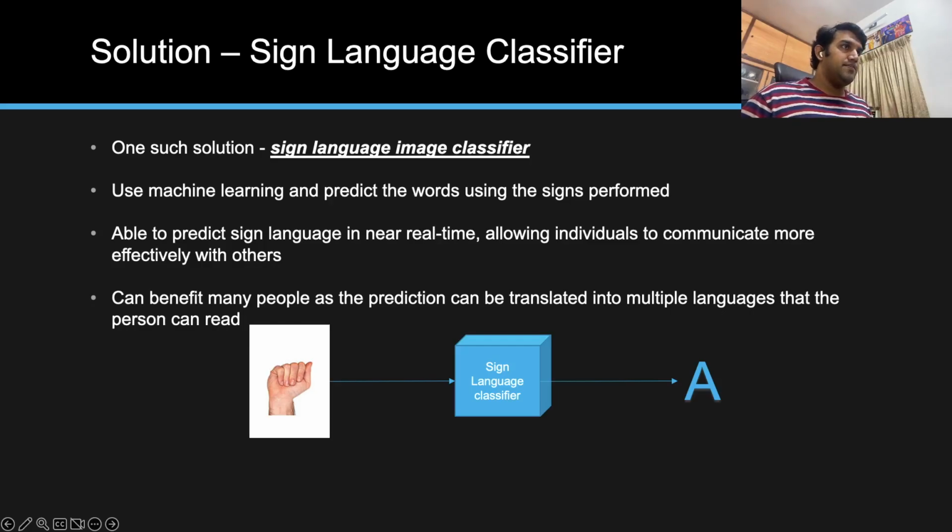So in a generic flow, we have the sign which is being shown. That will be passed on to the sign language classifier, which will then show what letter is being signed. In this case, it's the letter A.